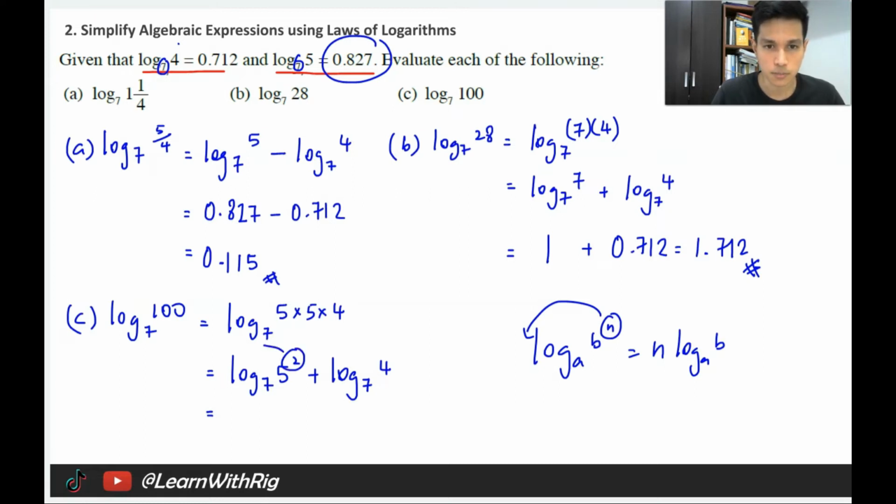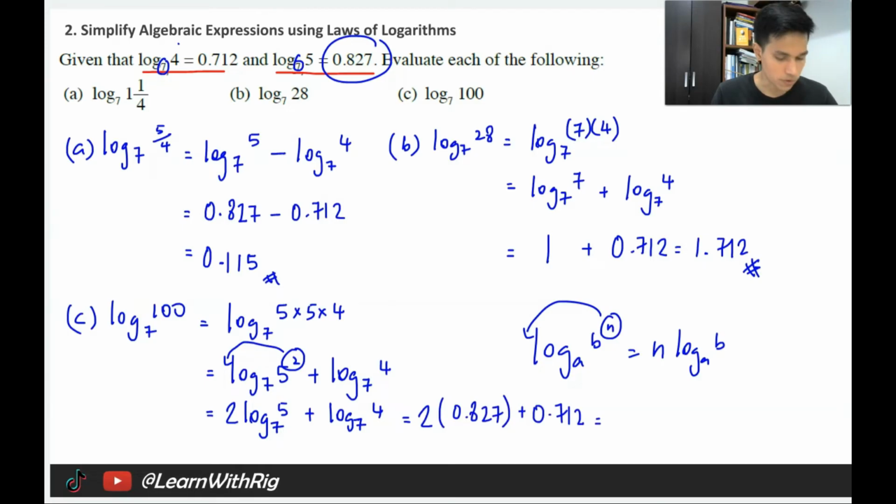The 2 you can bring in front. So 2 log 5 base 7 plus log 4 base 7. So what's your answer? 2 times 0.827 plus log 4 base 7 is 0.712. So your final answer should be 2.366. Okay, so this is your answer.